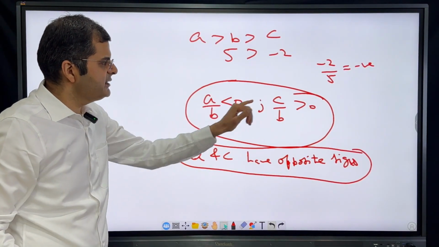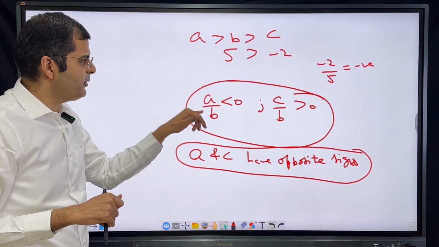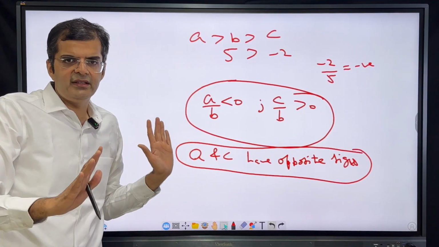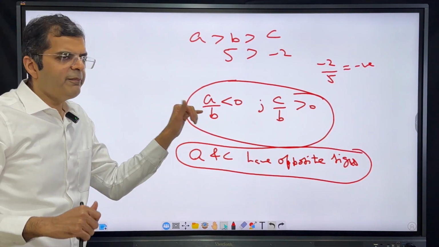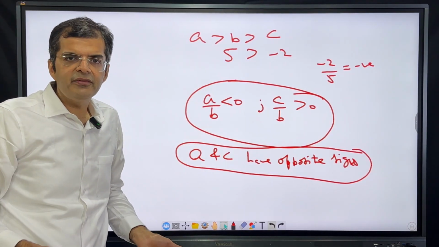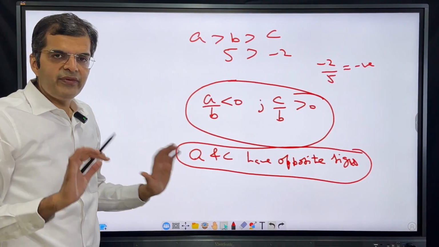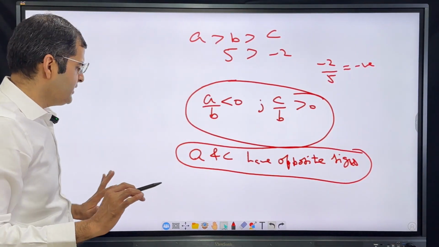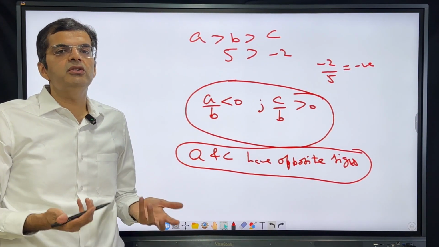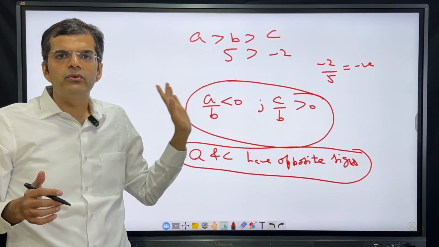If A by B is less than 0 and C by B is greater than 0, let's say B is positive, then A becomes negative and C becomes positive. So A and C will have opposite signs. If B is negative, A becomes positive and C becomes negative. Again, A and C have opposite signs. So A and C will definitely have opposite signs. So this is a necessary condition. But is it sufficient? It is not sufficient, because we also need to know the sign of B for this to be entirely true.